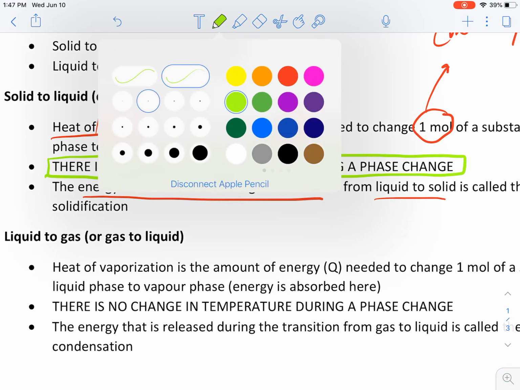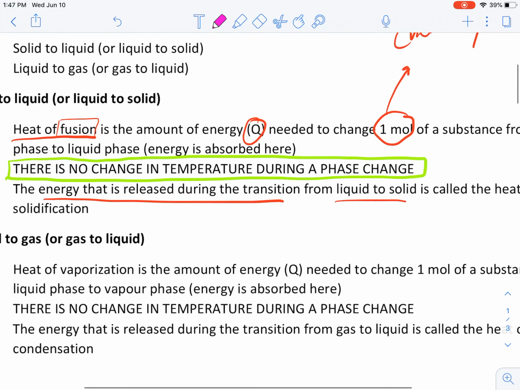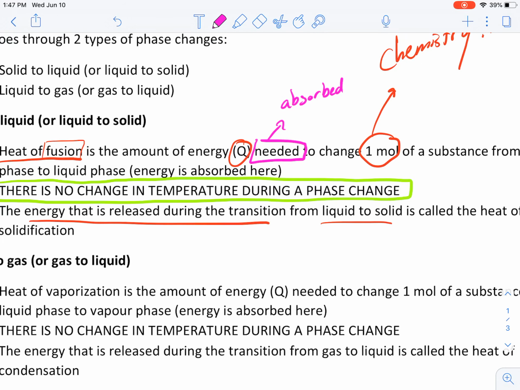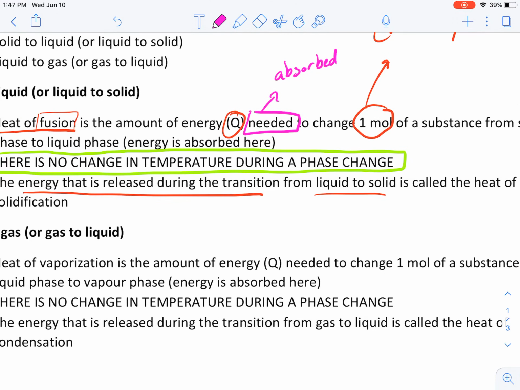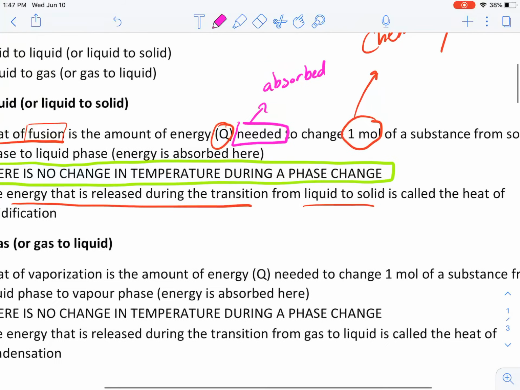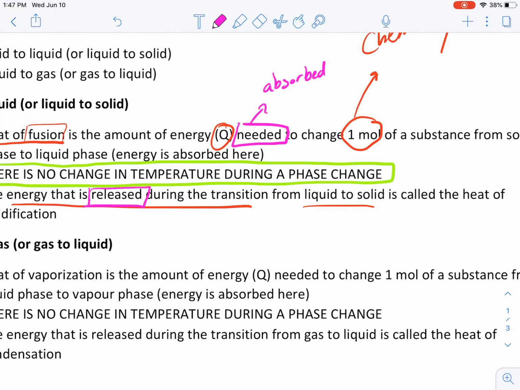Also notice that we have two different verbiage here. Heat of fusion is the amount of energy needed, so that would mean absorbed, to change from solid to liquid. So that would be the amount of energy needed to melt ice and then to create water from that ice. Whereas if you go the other way, from a liquid to a solid, so when you freeze ice, that ice actually gives off energy. So it releases energy, which is another thing that's not really common sense.